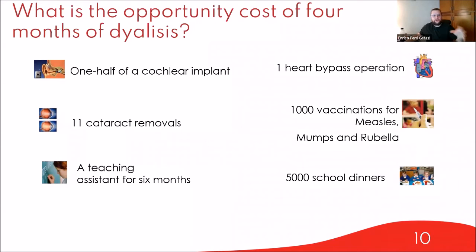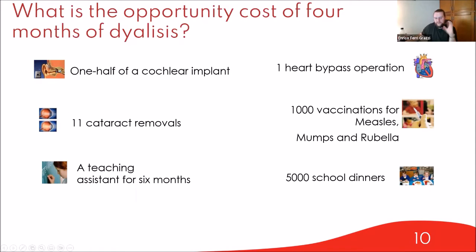Now, this is very abstract, but think about it this way. If I were to pay right now for 4 months of dialysis for a patient with renal failure, I would be giving up either a 1.5 cochlear implant, 1 heart bypass operation, 1,000 vaccinations for measles, mumps, and rubella, or 5,000 school dinners, right? So to buy 4 months of dialysis, I would be giving up 5,000 school dinners. That is the opportunity cost of the 4 months of dialysis.